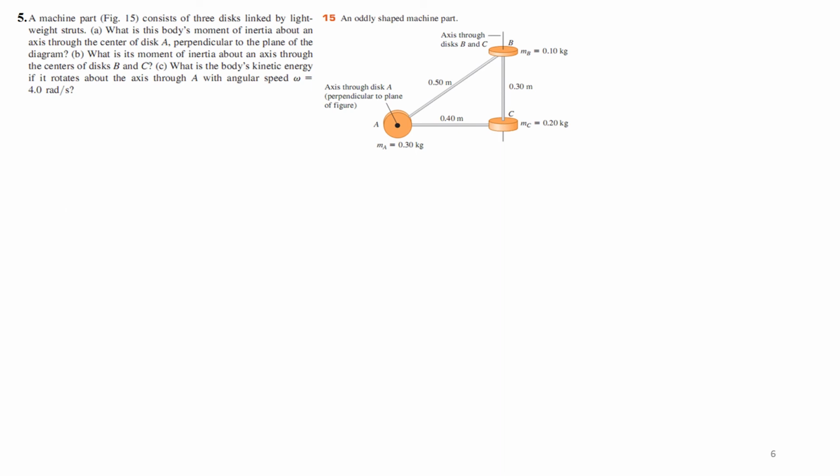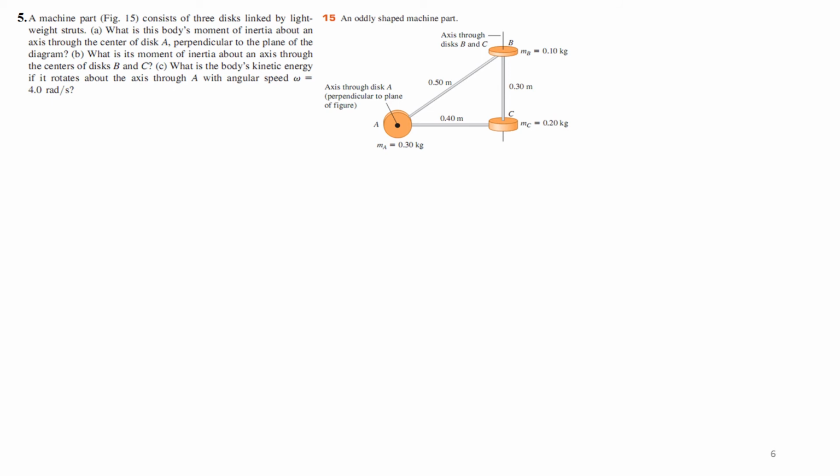We can move to question number 5. We are given a machine part which consists of 3 discs. We have a disc A with mass 0.3 kilogram, disc B with mass 0.1 kilogram, disc C with mass 0.2 kilogram. The distance between disc A and disc B is 0.5 meters. Distance between B and C is 0.3 meters. Distance between A and C is 0.4 meters.